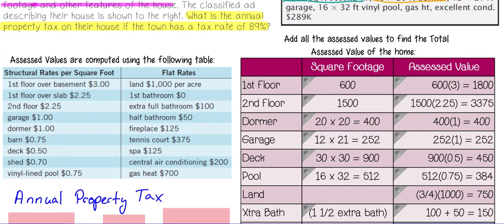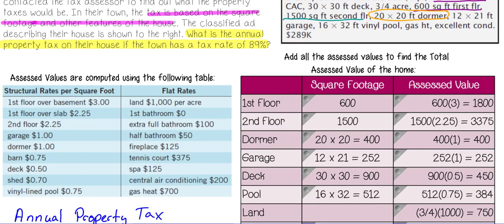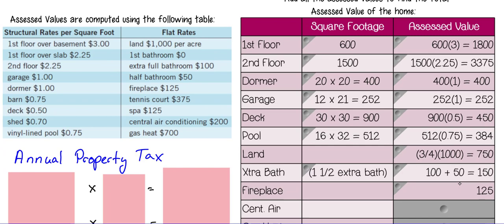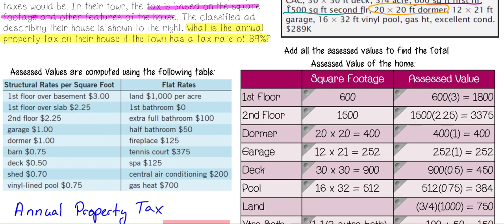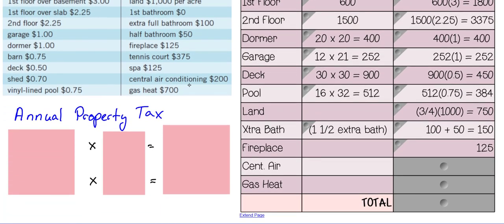There is a fireplace. So FRPL was a fireplace, which is $125. And remember, CAC is central air conditioning, and we have gas heat according to the listing. So central air conditioning is $200. Gas heat is $700. And that gives us a total value.